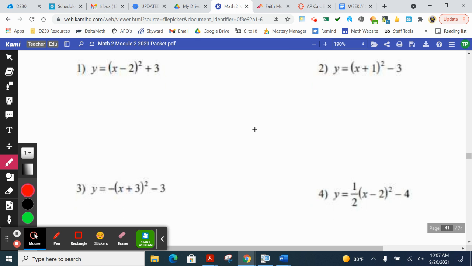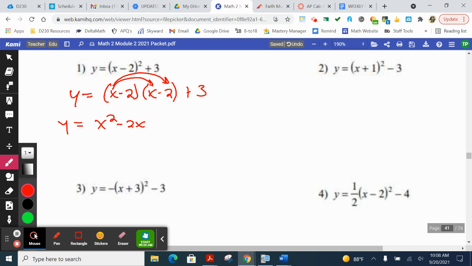If I want, this is vertex form right now. I know my vertex is 2, 3. If I want standard form, this is when we actually write this out twice. And then just distribute and combine your like terms. Okay, so that's what we do. I'm going to take x times x squared. I'm going to do x times the -2, -2x. Once that's distributed, take your -2 and distribute it. -2 times x is a -2x. And then this -2 times this -2 should be a +4. And then plus our 3.